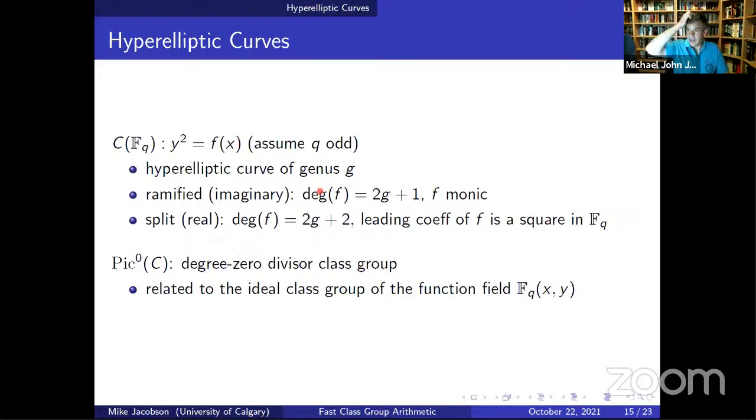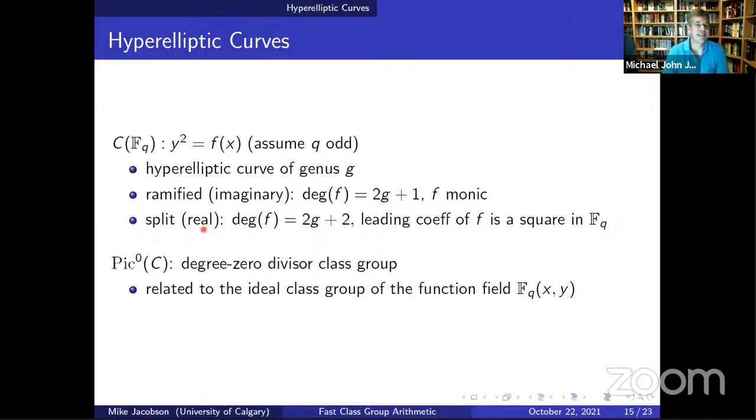But that's what these things are. These come in 2 flavors as well. So we call these ramified, or you can look at ramified or split models of these curves. Again, if the degree of f is odd, we call this an imaginary or ramified model. If it's even, we call it a split or a real model.